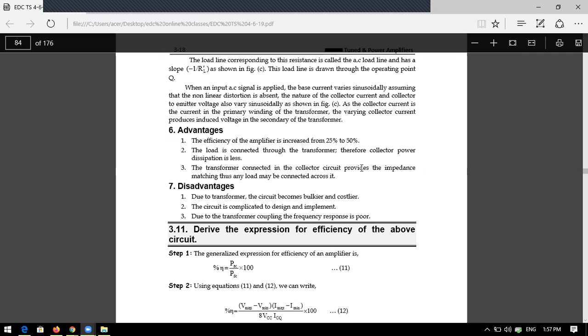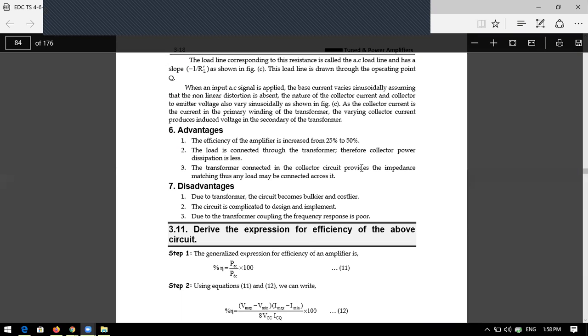Correct or not? From the circuit point of view, if you see the complexity, the class A power amplifier with resistive load has components of R and C only. Here a transformer is used, so complexity also increases.